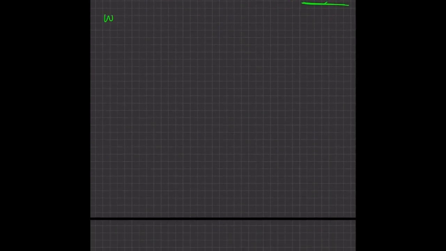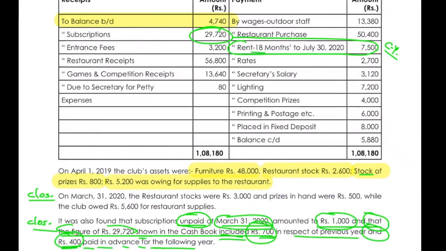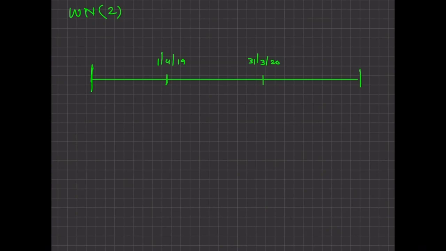Let's go to working note number 2. Currently, I am in what year, sir? I am at 1st of April 2019 and my closing is 31st of March 2020. This is my current timeline. What they have done, sir, they have paid 18-month rent up to 30th of July 2020. So let's say this date is 30th of July 2020. Till this date, the rent is paid in this year.